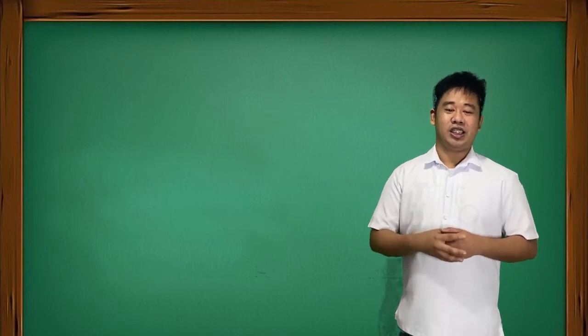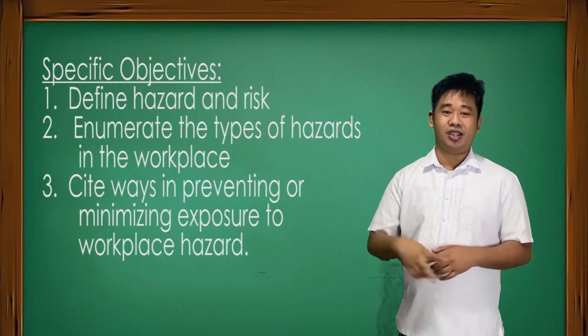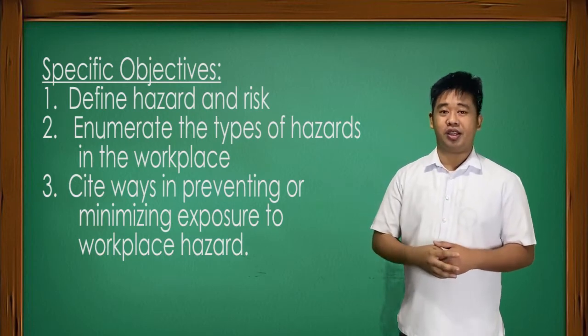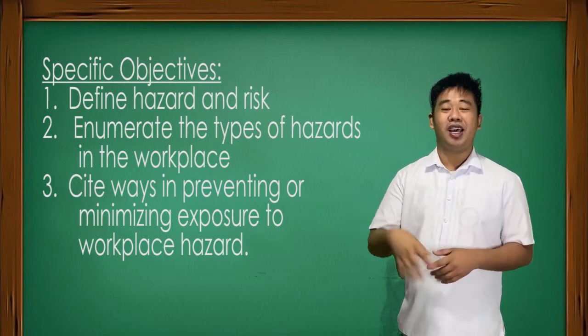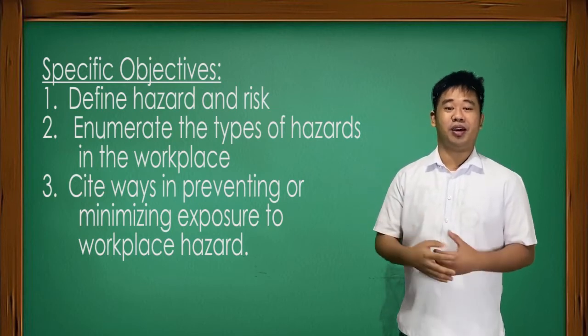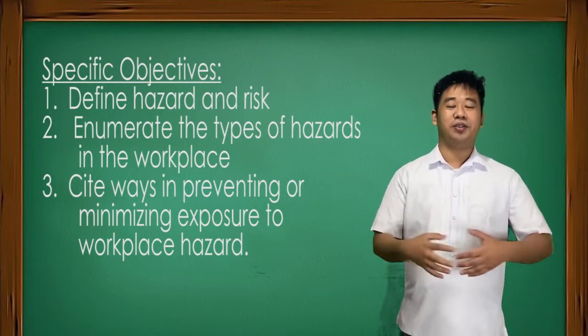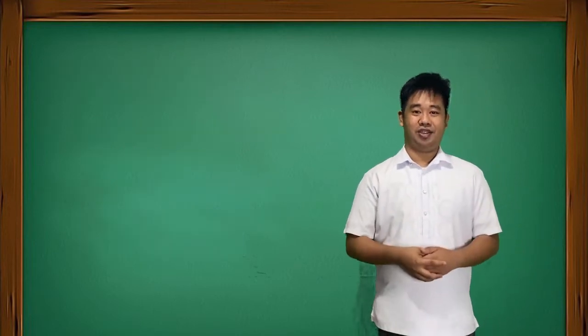This lesson specifically aims to, number one, define hazard and risk. Number two, enumerate the types of hazard in the workplace. And number three, cite ways in preventing and minimizing exposure to workplace hazard. And now, let us start our first activity.